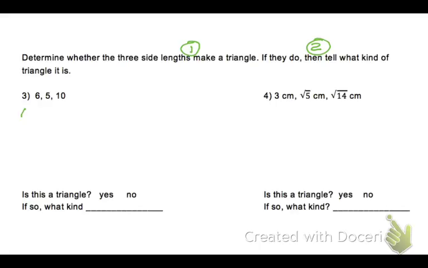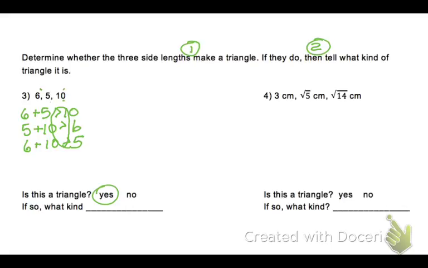So let's try 6 plus 5 is 11, which is greater than 10. Okay. Try our next pair, 5 and 10. 5 plus 10 is definitely greater than 6. Try our third pair, 6 plus 10 is definitely greater than 5. So yes, we have our triangle. All 3 sums are greater than the other number, and that's what it takes to be a triangle.